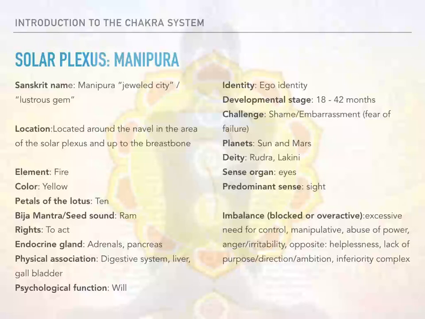The opposite of an overactive third chakra, so the underactive chakra, is the think about it. This is a doer, the right to act, will, getting things done. So when it's underactive, you feel helpless. You have lack of purpose, no direction, no ambition. You feel inferior. You don't really feel you have the power to get things done.